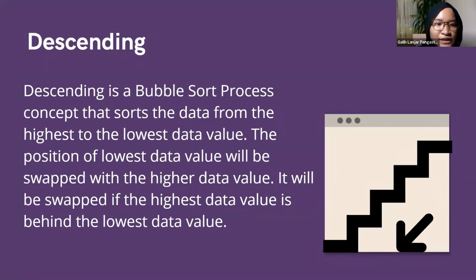Okay, the second concept in bubble sort is the descending concept. Descending is a bubble sort process concept that sorts the data from the highest to the lowest data value. The position of the lowest data value will be swapped with the higher data value. It will be swapped if the highest data value is behind the lowest data value.